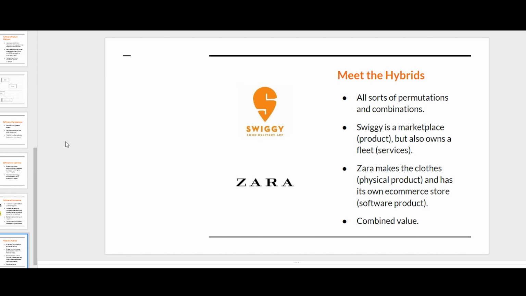Zara makes clothes, which are obviously physical products, but they also have their own e-commerce store, which is a software product. This is all combined value. The value of a hybrid is the value of the services component plus its product component. And again, I made all of these examples to be very linear. I'm talking about companies like Intuit, Facebook, Freelancer, eBay, Amazon. They're all hybrids, right? Which is the point I was getting to.